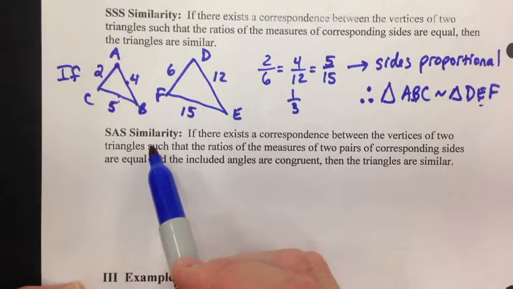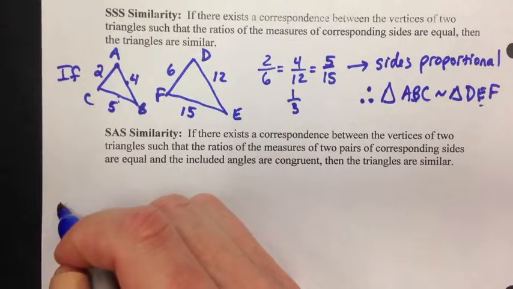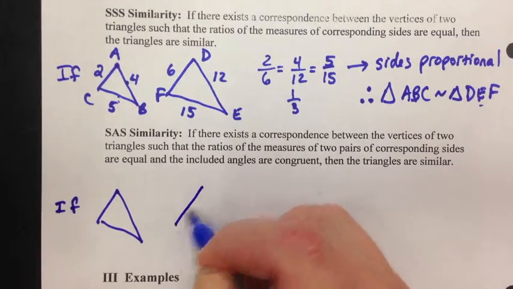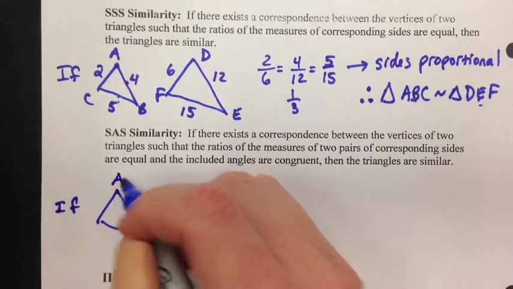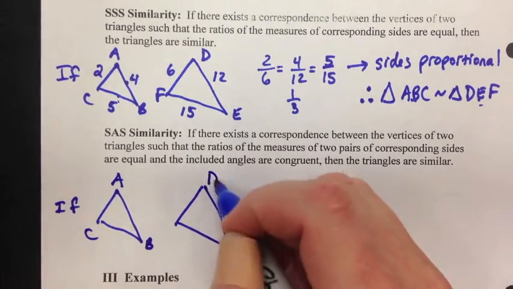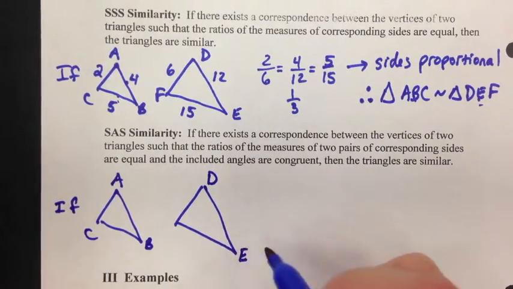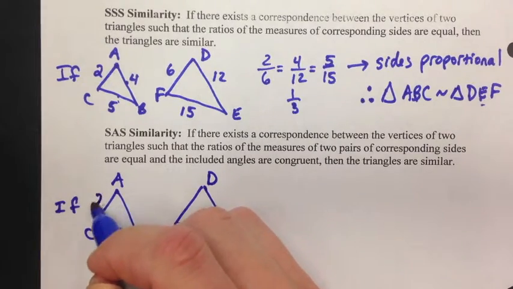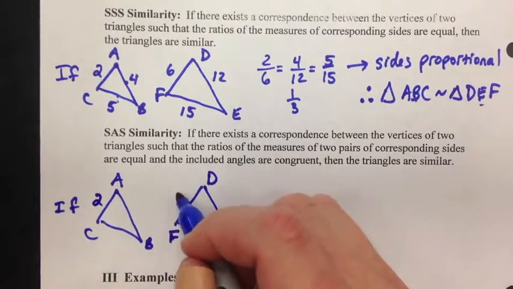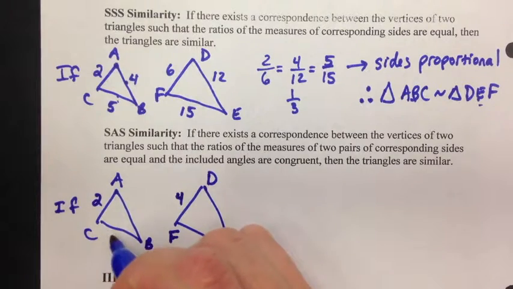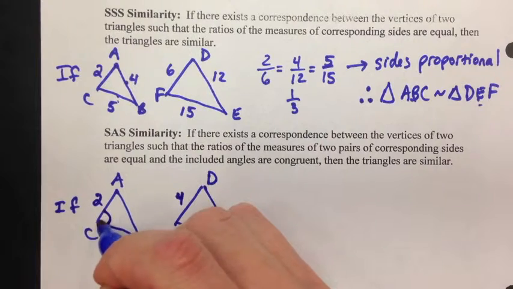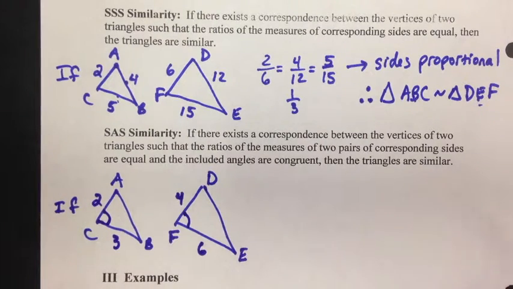Okay, so now we'll do side, angle, side. If, let's draw our pictures again. So we have ABC, we have DEF. Now this time side, angle, side would look something like this. Let's say AC is 2, DF is 4, CB is 3, FE is 6. And let's say that angle C is congruent to angle F.